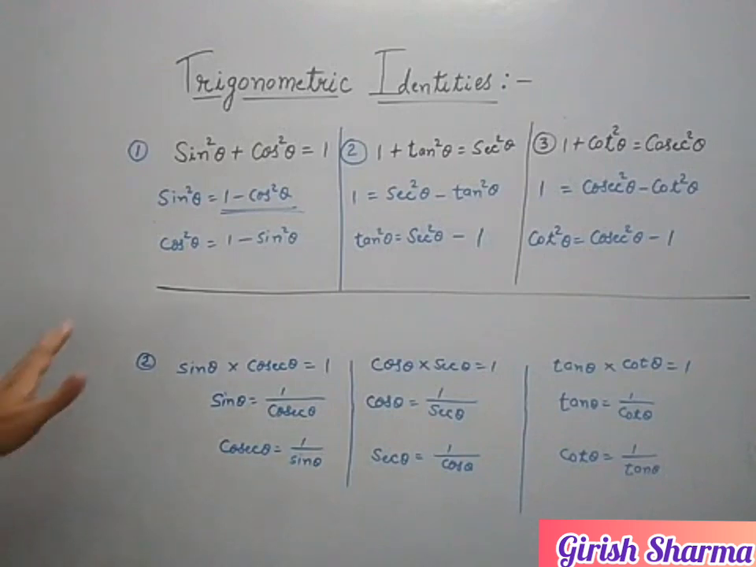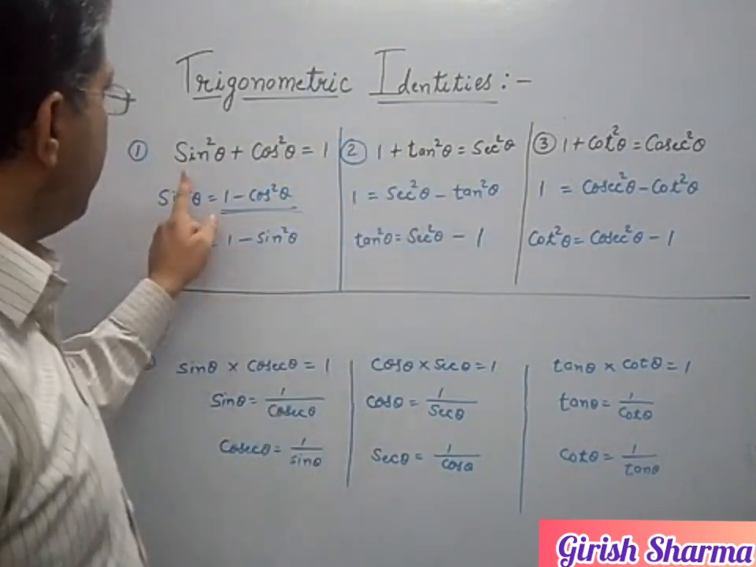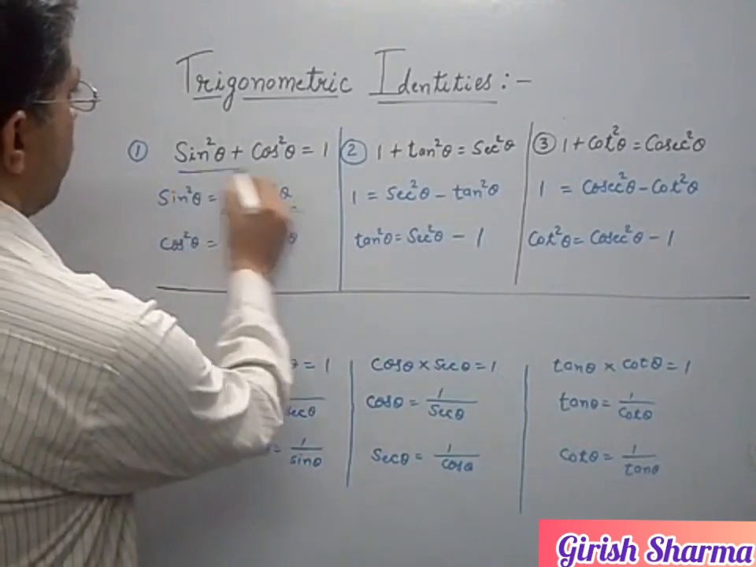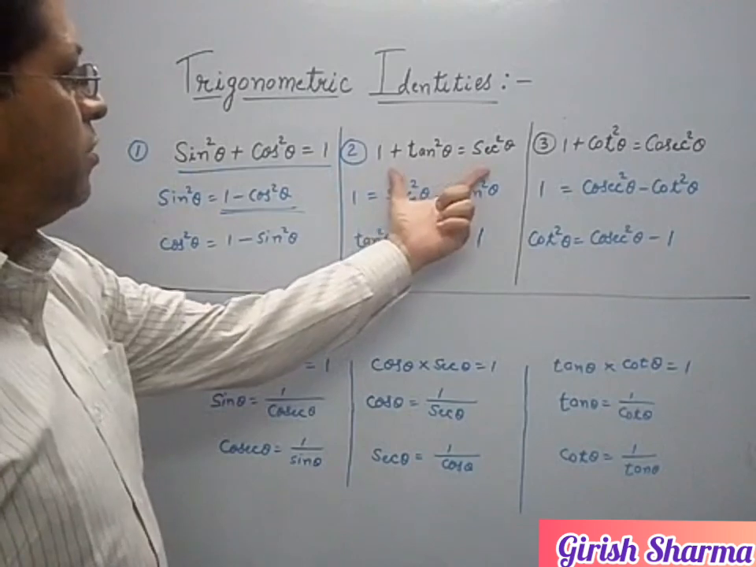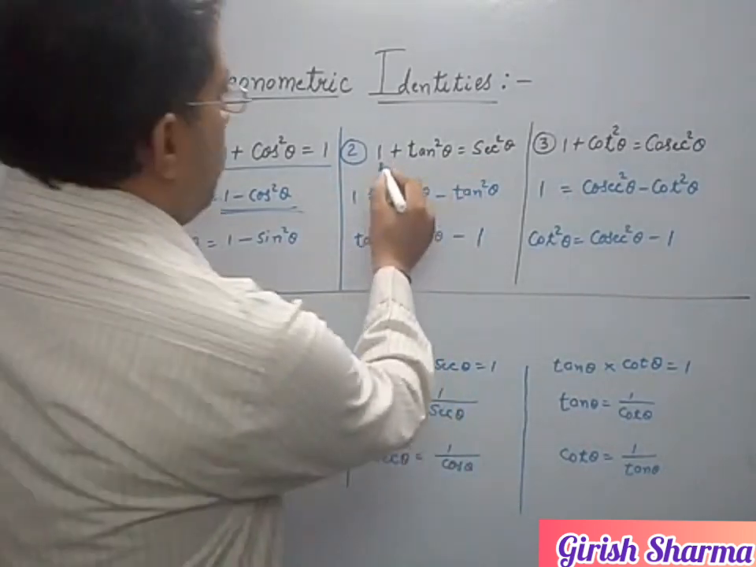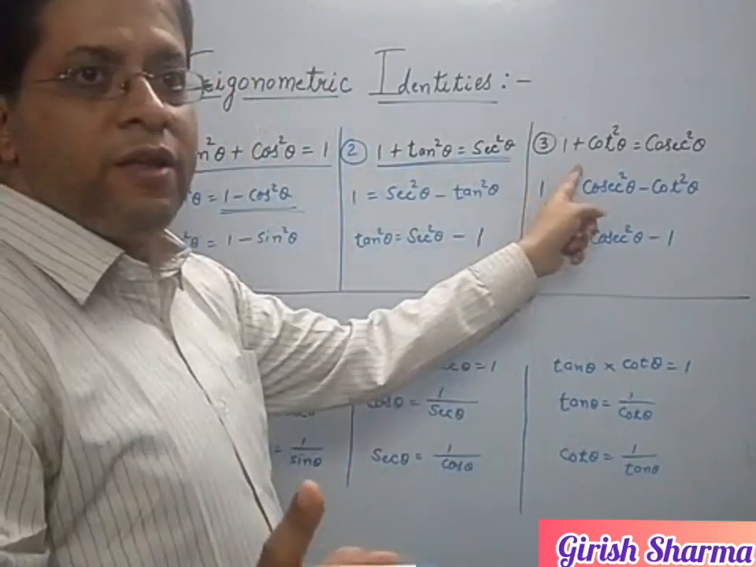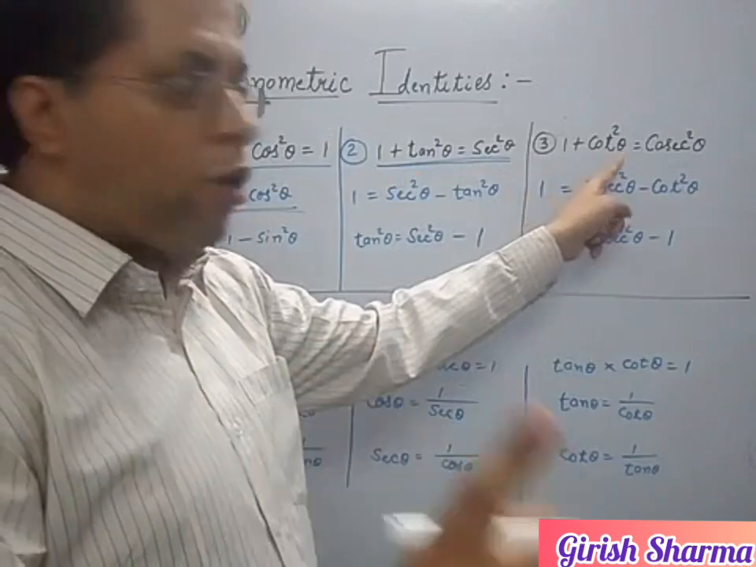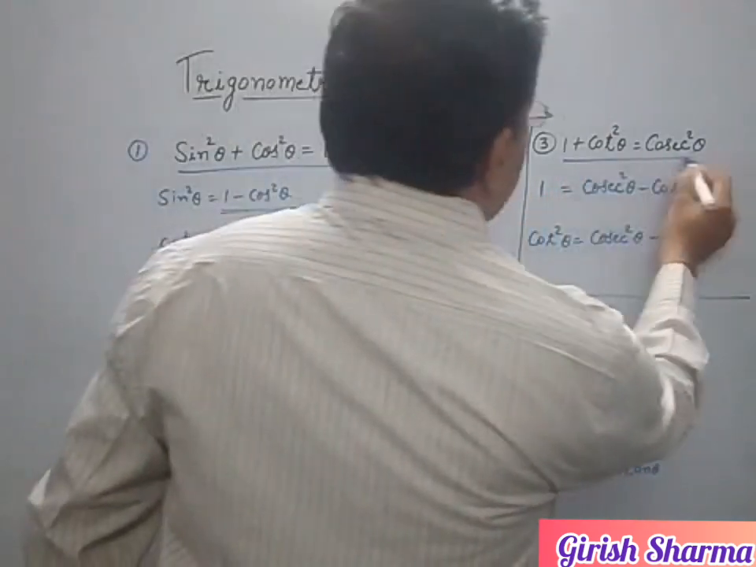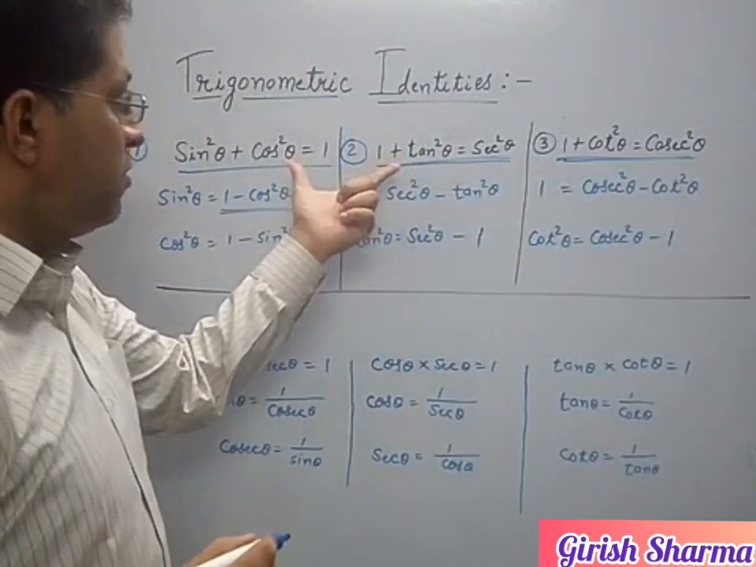Hello students, today our topic is trigonometric identities. First identity: sin² θ + cos² θ = 1. Second: 1 + tan² θ = sec² θ. And third: 1 + cot² θ = cosec² θ. We will do questions on the basis of these identities.